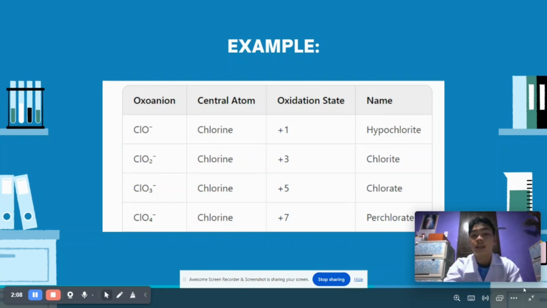First, we add hypochlorite. The next, we make it chlorite, ITE. Next, we make it chlorate, ATE. And lastly, the highest charge or the highest central atom, which is perchlorate.